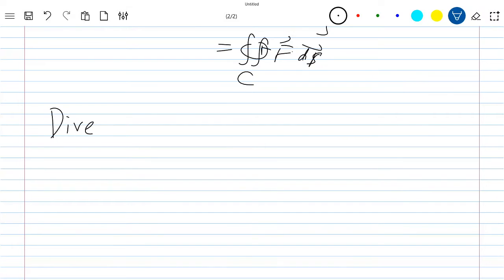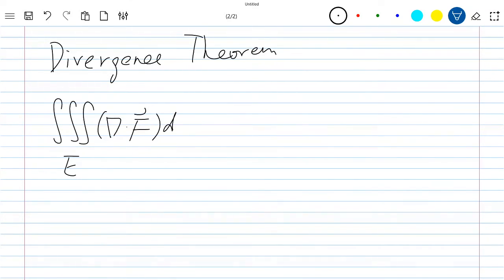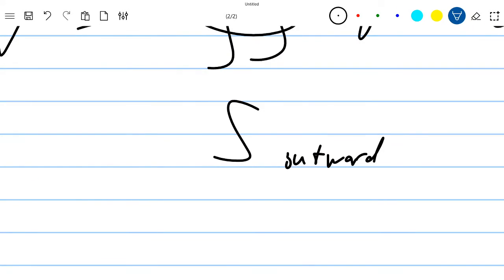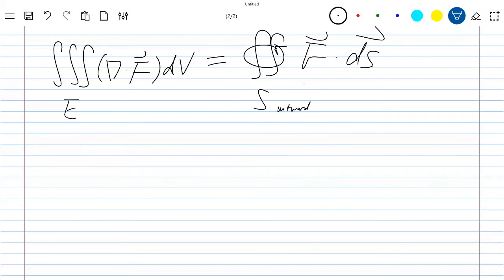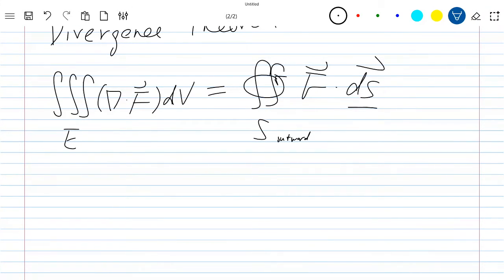The more interesting theorem is the divergence theorem. And the divergence theorem says if you have a 3D domain, let's call it E, and you take the divergence of a vector field and integrate in the domain, then it will be the same as the integral over the entire boundary of E, which is a surface we call S, the outward. So we choose the outward direction to be the direction of the dS. So this is called outward flux, and this is the integration of divergence.